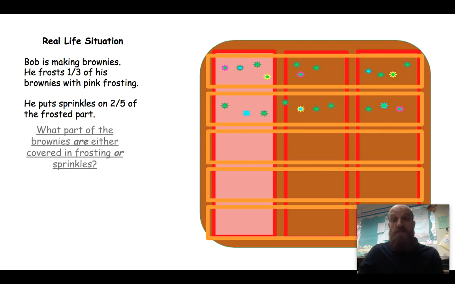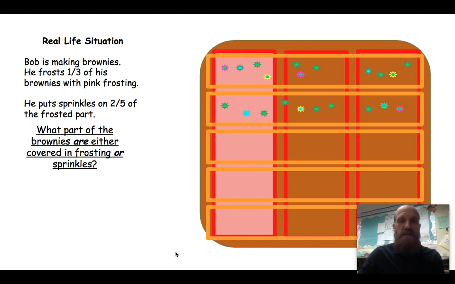So here's the real life question. What part of the brownies are either covered in frosting or sprinkles? Either or. It's one of those questions.